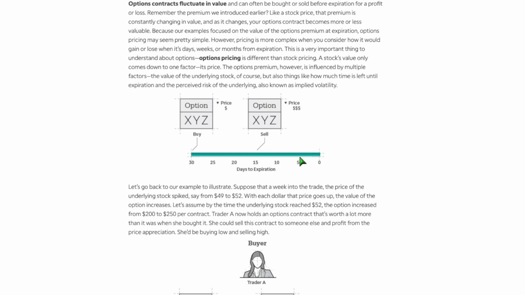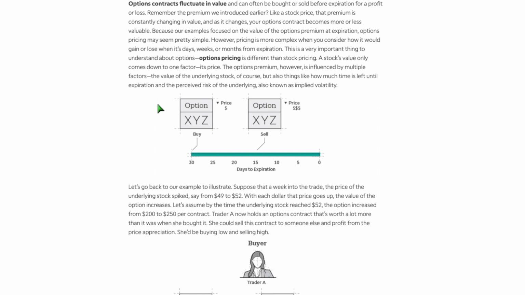Because our examples focused on the value of the options premium at expiration, options pricing may seem simple. However, pricing is more complex when you consider how it would gain or lose when it's days, weeks, or months from expiration. This is a very important thing to understand about options. Options pricing is different from stock pricing. A stock's value only comes down to one factor, its price. The options premium, however, is influenced by multiple factors. The value of the underlying stock, of course, but also things like how much time is left until expiration and the perceived risk of the underlying, also known as implied volatility.